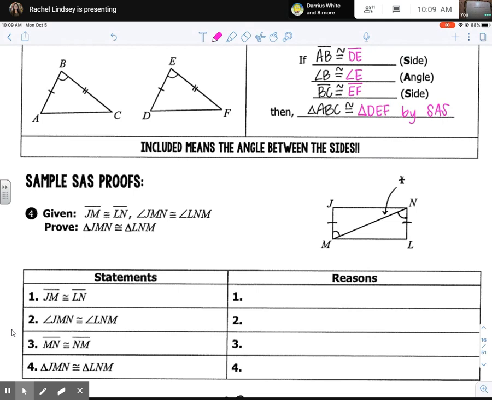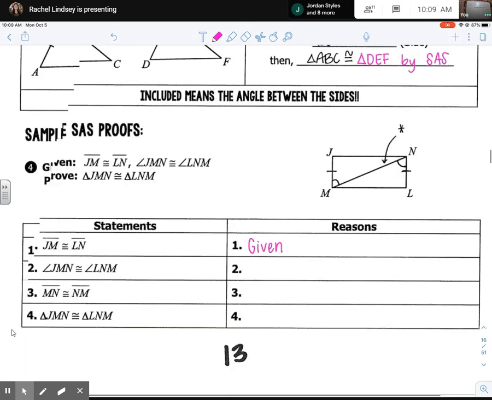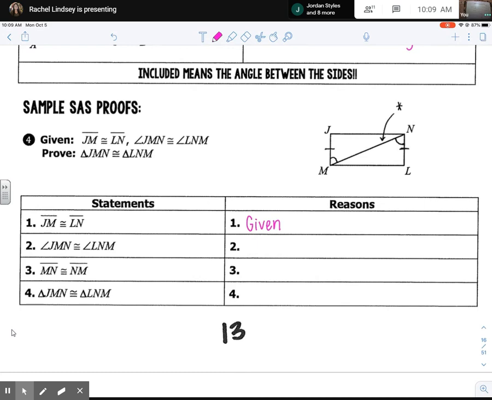Okay, so in this proof, it's given to me that JM is congruent to LN. I went ahead and marked that for you. What's my reason for knowing that? It's given. Then I have angle JMN is congruent to angle LNM. I already marked those for you. And how would I know that? What's my reason for knowing that? It's given to me.